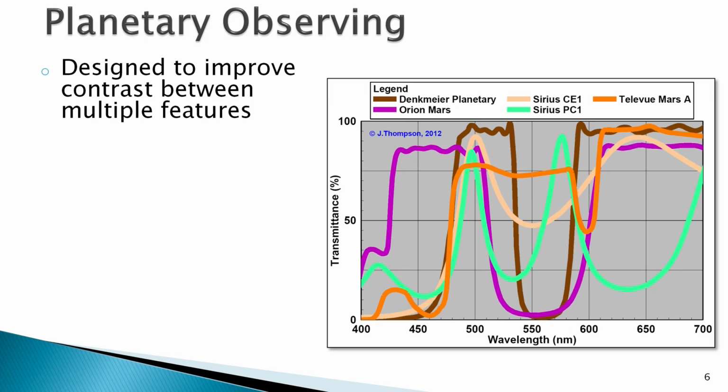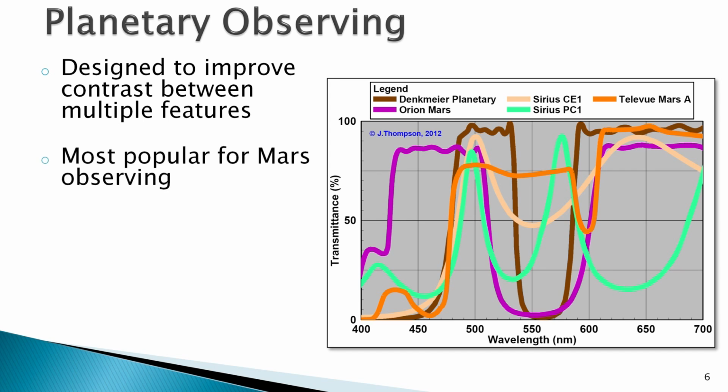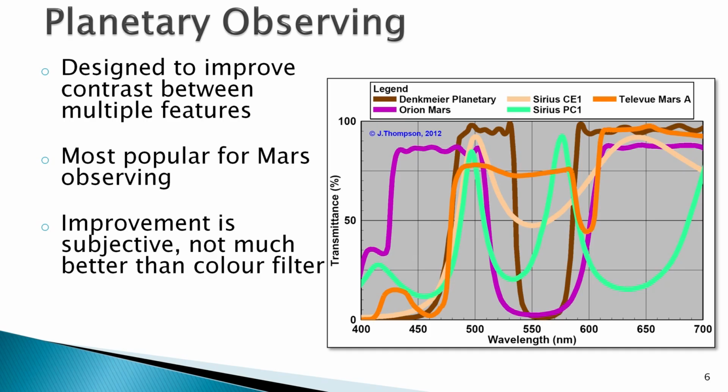There are a number of planetary contrast enhancement filters available commercially. Some have their spectra plotted there on the right. Most of them are designed specifically for improving the view of Mars. In my experience, these filters work, but some better than others. Just like with the use of simple color filters, the improvement is very subjective. Of the filters I've tried, none stand out as being all round better than a simple color filter.